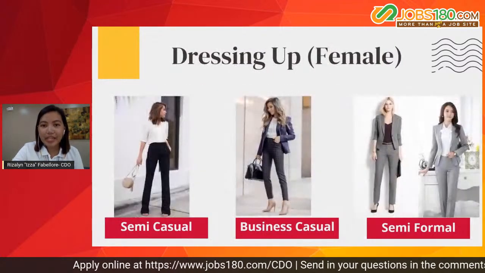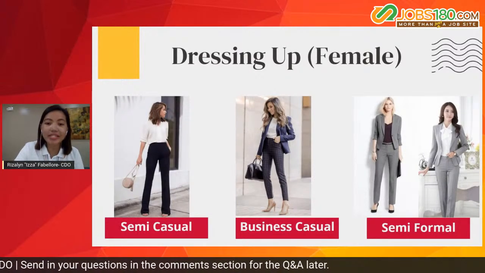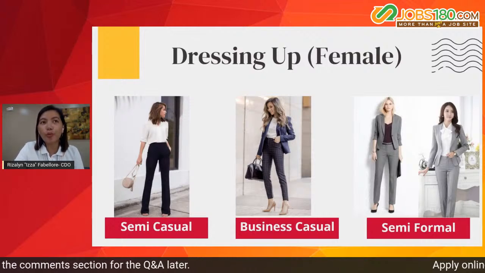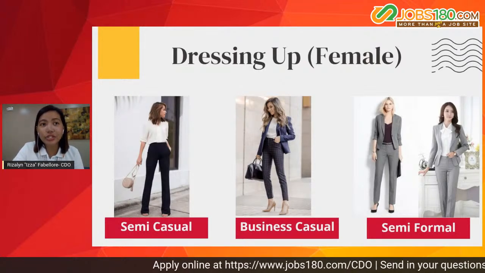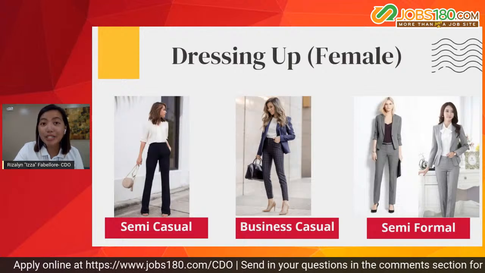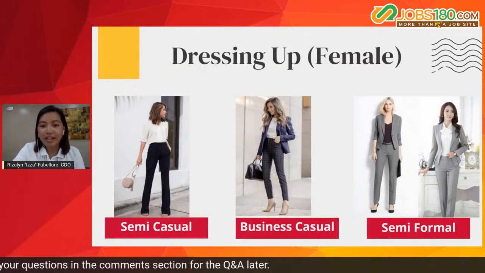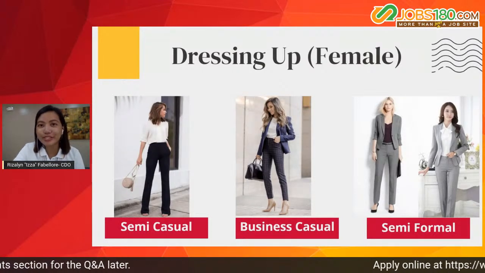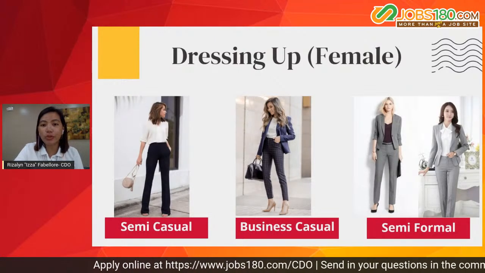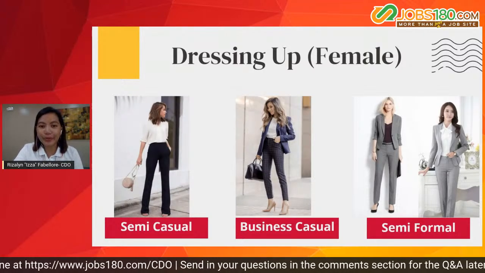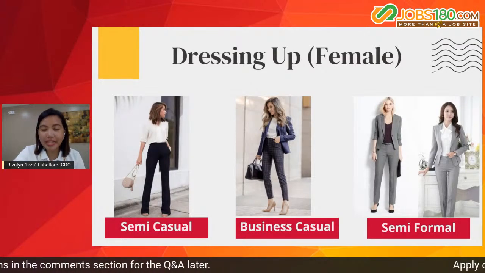Here are the examples for the female attire. We also have the semi-casual, business casual, and semi-formal. As for the shoes, you can wear heels if you are comfortable, but if not, just wear flat shoes. Avoid wearing sports or rubber shoes, because it's not appropriate for casual attire to wear running shoes. In terms of the color of your attire, it should also complement your skin tone. You can see the examples presented to you.